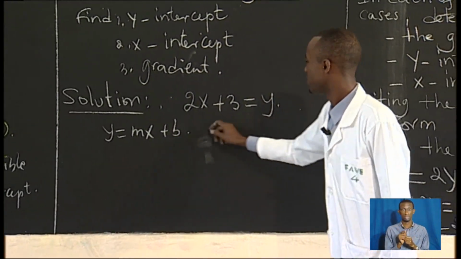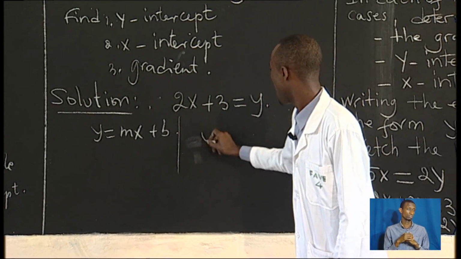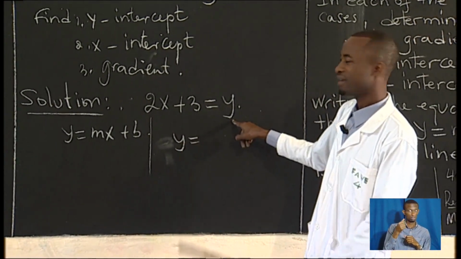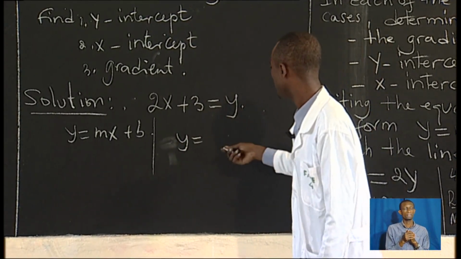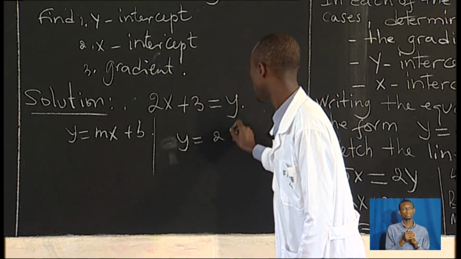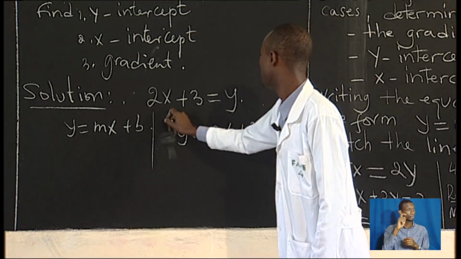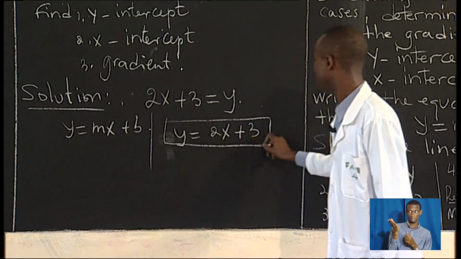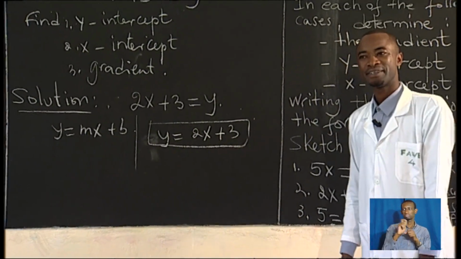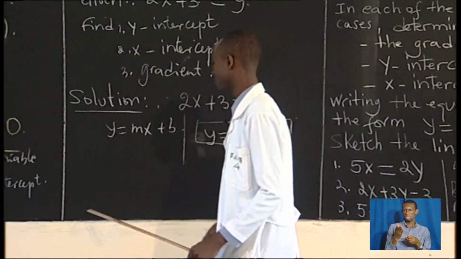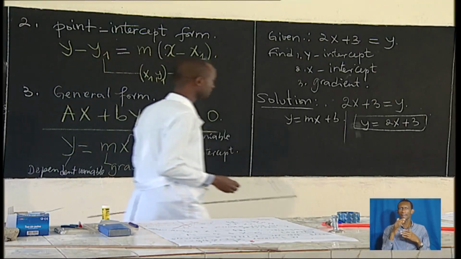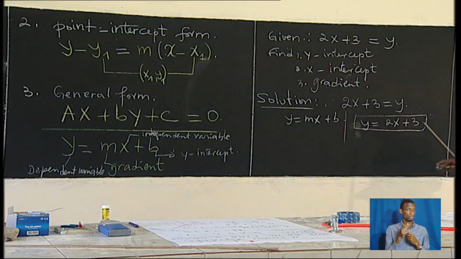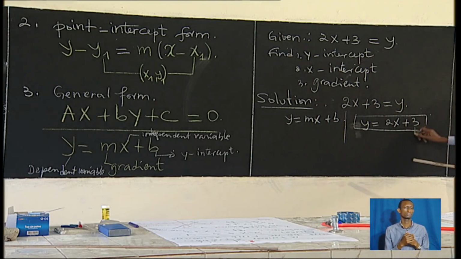Of course, this one will be y, I keep it over here, and I want to take this whole one on the other side. That will be, of course, y, which is equal to 2x plus 3. Do you see? Now it's written like this. What is the gradient? What is the y-intercept? What's that? As you can see, this one is called y-intercept.